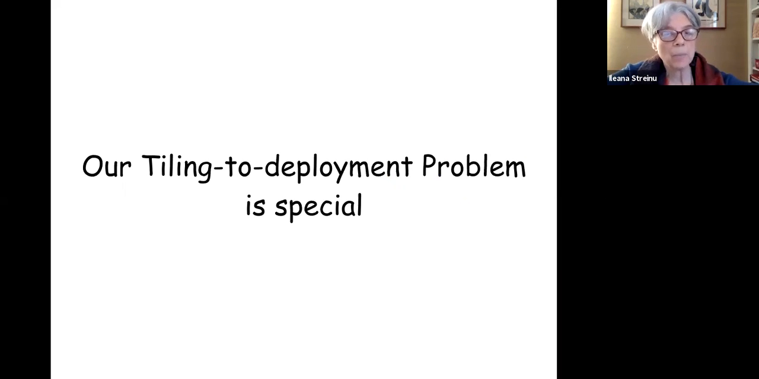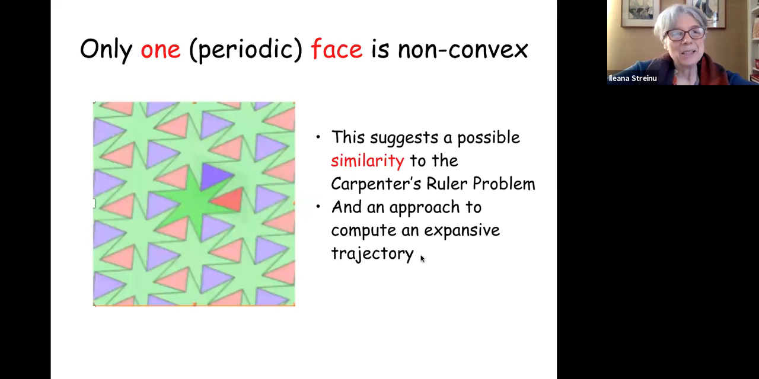So our tiling to deployment problem actually is quite special. It's special in the sense that it has only one face that is non-convex. That's why I like this colored version, because you see that this star-shaped face is incident to itself in the infinite tiling. So it's only one face orbit, one representative. This suggests a possible similarity to the Carpenter's ruler problem, and it suggests an approach to compute an expansive trajectory.